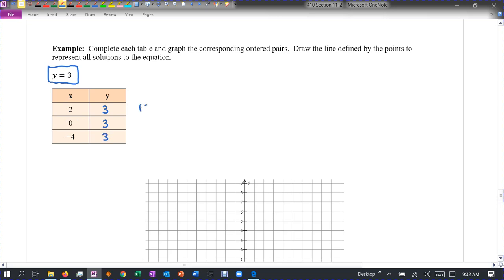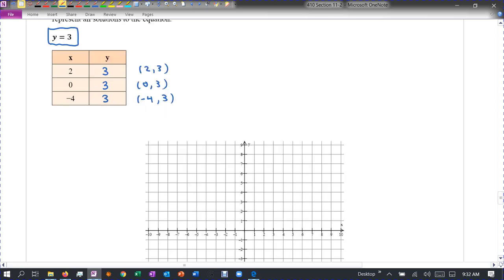So now let's just plot these points and see what we get. So 2, 3, go to the right 2, go up 3. Second one, don't move anywhere, go up 3. Next one, go to the left 4, go up 3. And here we go. We have what is called a horizontal line. So all horizontal lines will look something like this. It's y equals some number. That will be a horizontal line.